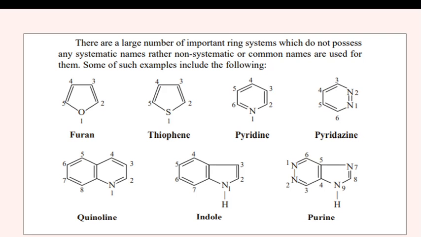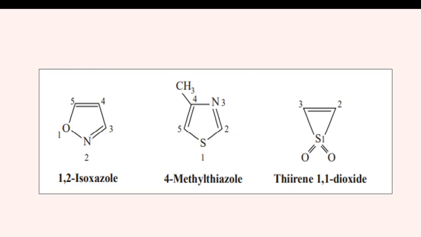There are a large number of important ring systems which do not possess any systematic names; rather, non-systematic or common names are used for them. Some such examples include the following: furan, thiophene, pyridine, then quinoline, indole, purine. All these are common names for heterocycles which do not possess any systematic name. So a 5-member ring with oxygen is named furan. This is a common name for this ring structure. Then this one is 1,2-isoxazole, then 4-methylthiazole, and this one is thiirene 1,1-dioxide.